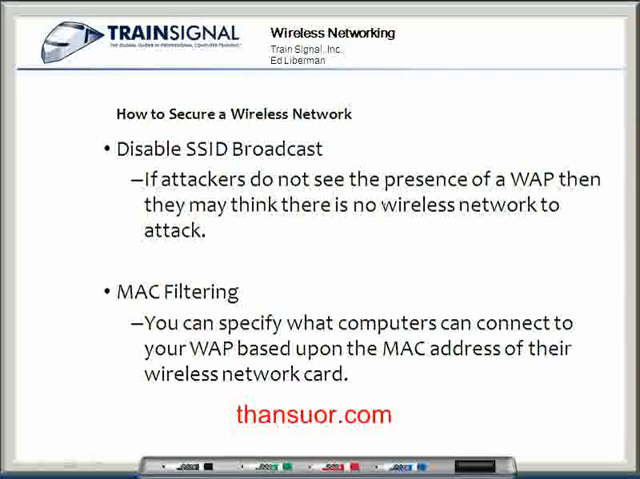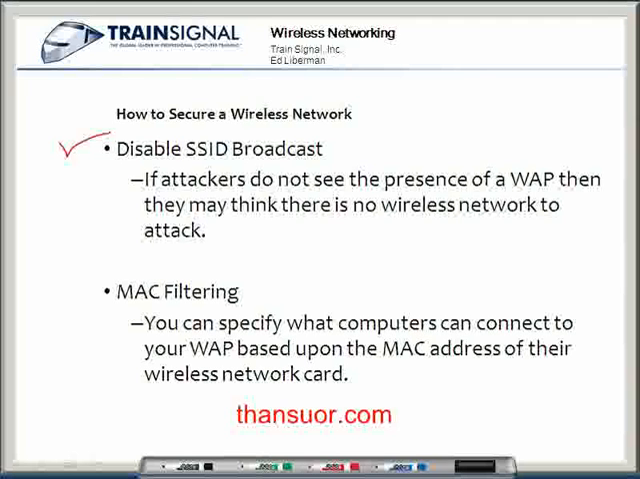All right, now that we've got all that under our belts, we need to talk about how to secure the data, right? Because you can set this up all you want, but you need to know how to secure the data in order to be comfortable in using wireless networks. Now, a couple of real simple things that you can do to secure your wireless network are to do what's called disable the SSID broadcast.